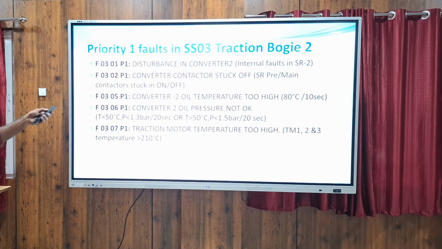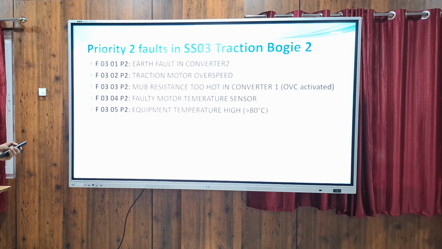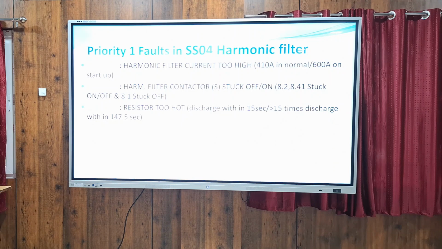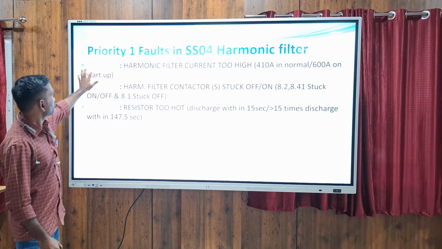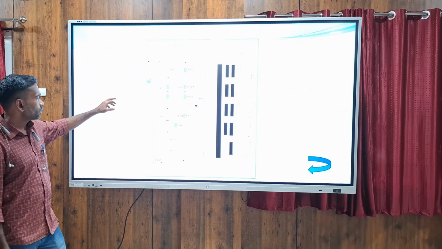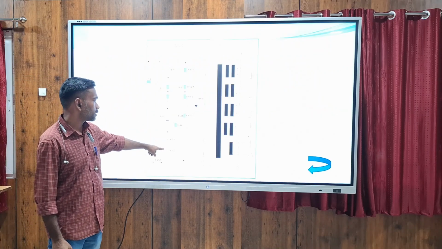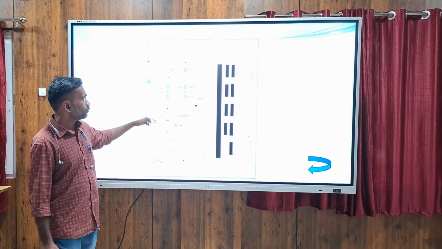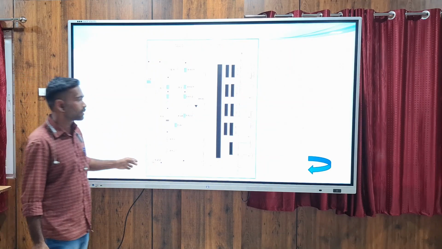These faults are already discussed in SR1, similar ones, priority 1 and priority 2. Next, harmonic filter. Harmonic filter current is too high. Its limit is 410 ampere in normal operation. Inrush current is 600 ampere. Here also, in the harmonic filter circuit, we have two CTs. These CTs are monitored by SR1 and 2.